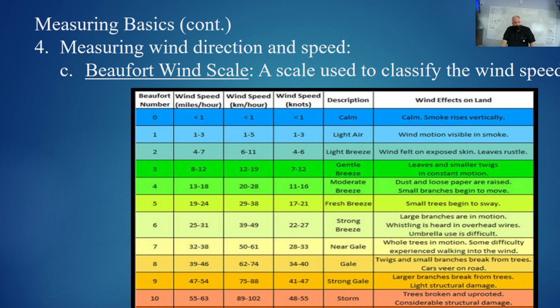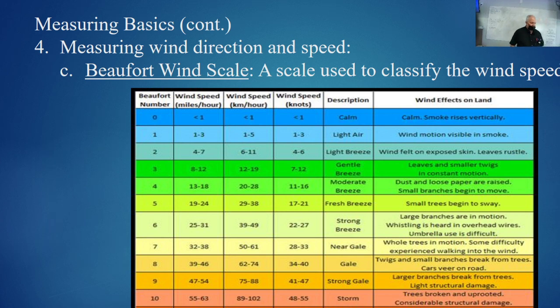Now, looking at that palm tree out there, what do you think we have today? We're probably where we're at right now, a light breeze, if not in the number 1 category. The lime green or the dark green is a gentle breeze, leaves and smaller twigs in constant motion. So they're constantly blowing around because we have wind speed of 8 to 12 miles per hour.